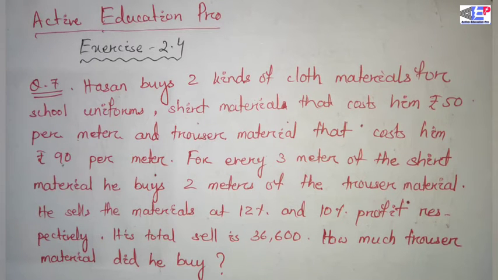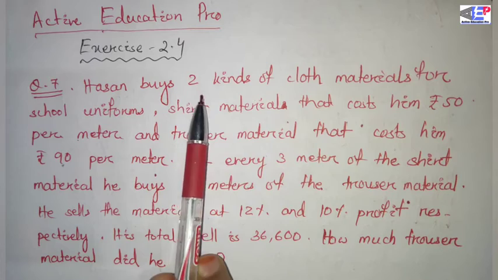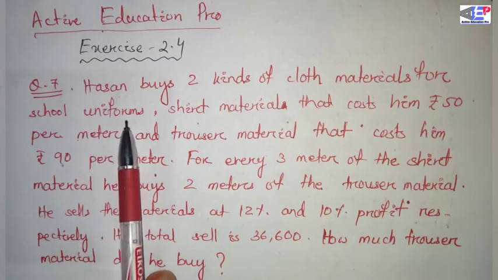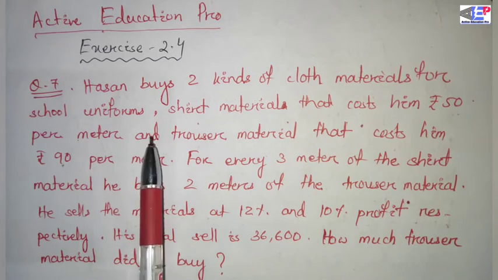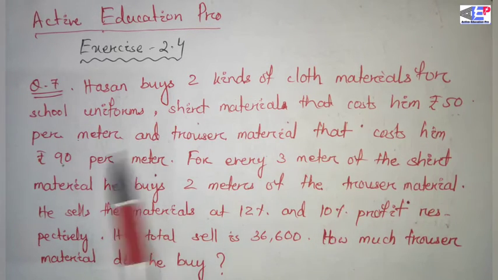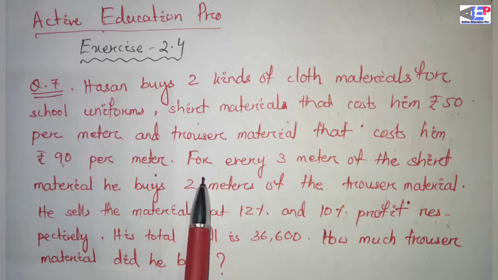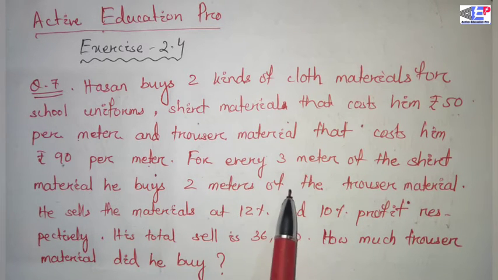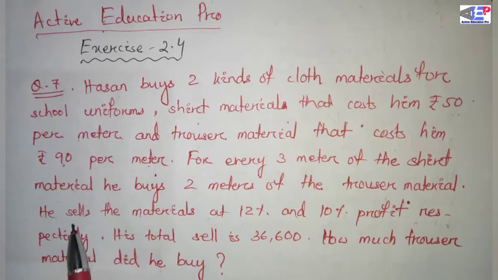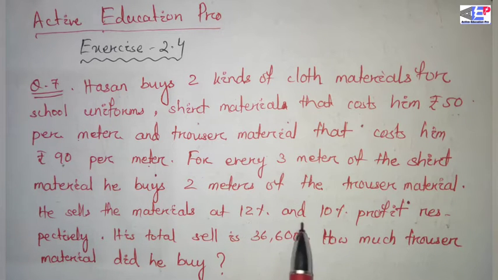So let's start. Question number 7. Hassan buys two kinds of cloth materials for school uniforms. Shirt material that costs him 50 rupees per meter and trouser material that costs him 90 rupees per meter. For every 3 meters of the shirt material, he buys 2 meters of the trouser material. He sells the materials at 12% and 10% profit respectively. His total sale is 36,600 rupees. How much trouser material did he buy?